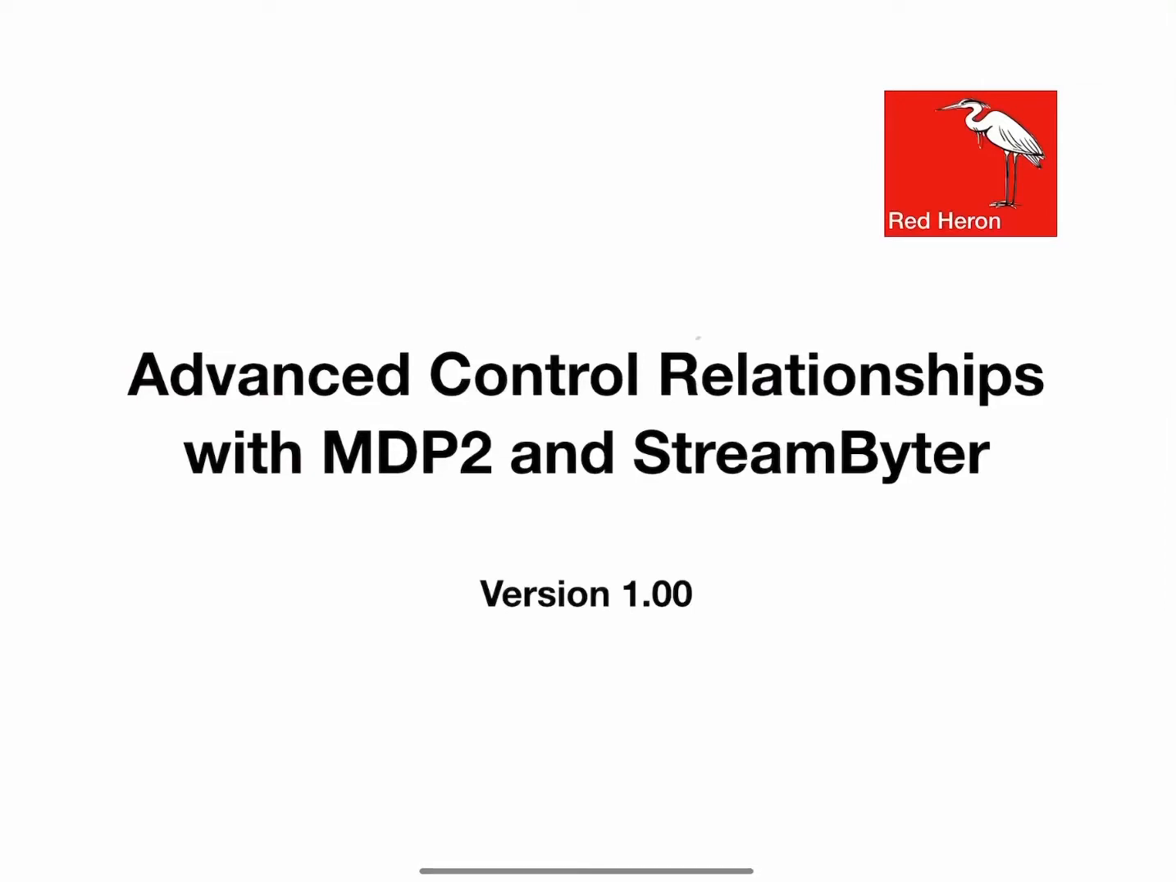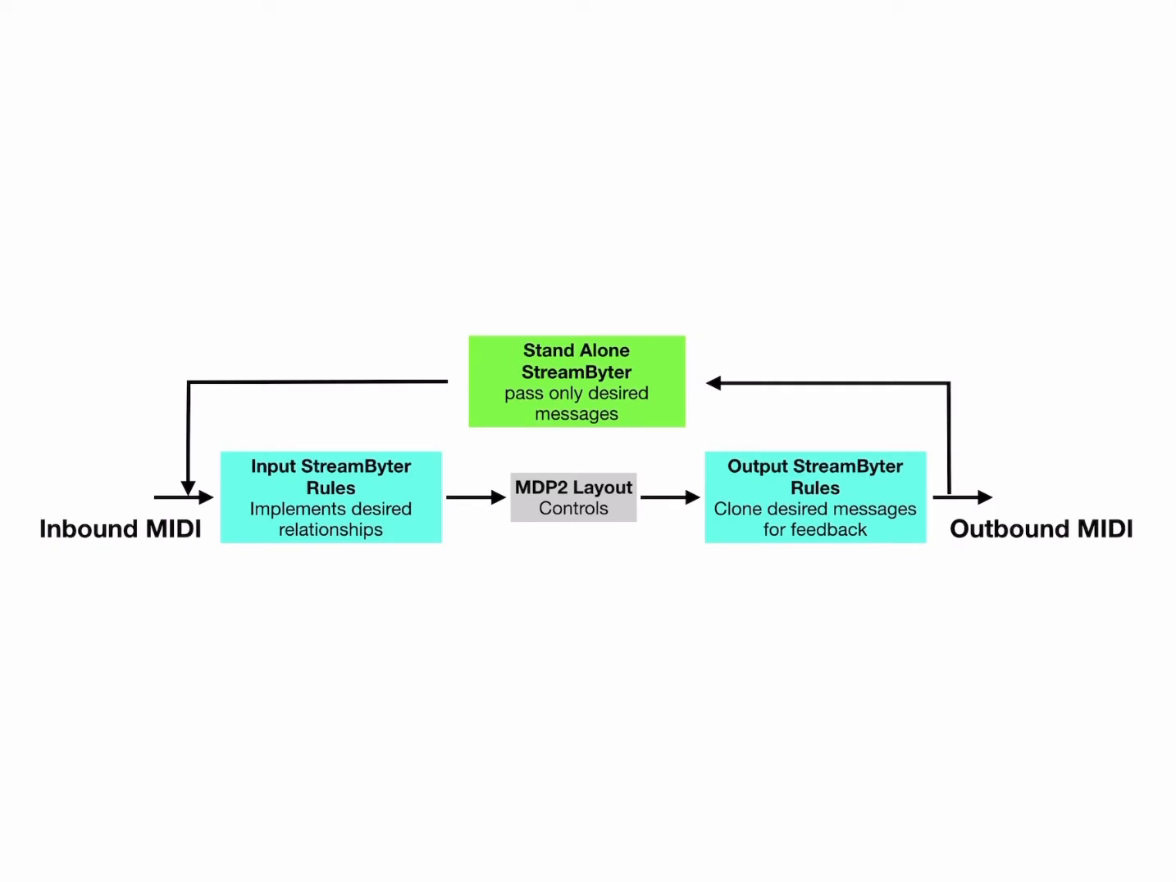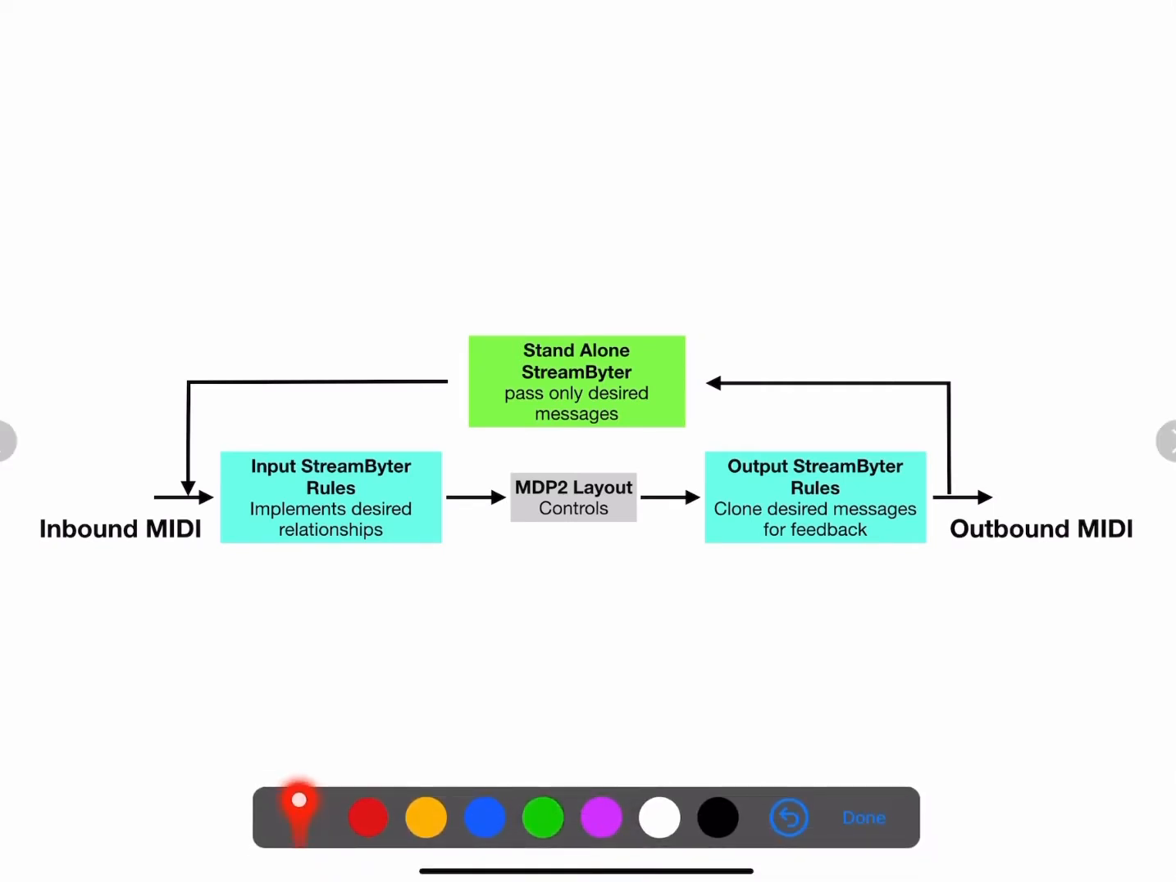Let's take a look at a little hack with MIDI Designer Pro and StreamByter. We're going to break the rules here and set up a MIDI feedback loop using the standalone version of StreamByter hooked up from the output back to the input. Now we have to take some special precautions so we don't have a maximum MIDI muddle with a feedback loop that just locks up your layout.